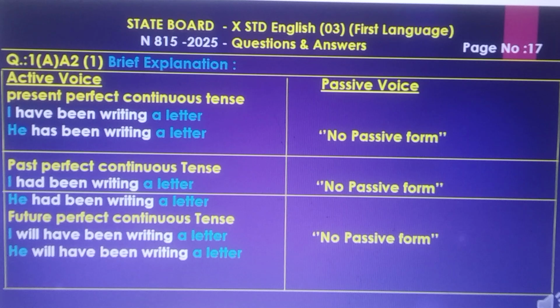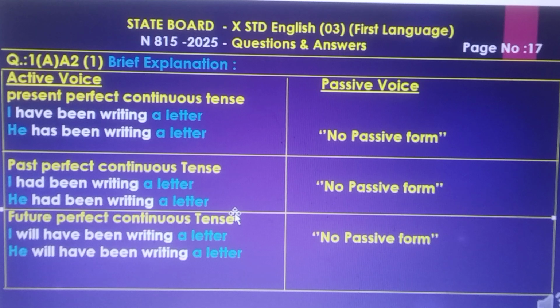In the same way, the present perfect continuous tense and the past perfect continuous tense. Here, whatever is given in the tense: present perfect continuous tense, I have been writing a letter, and in the same way he has been writing a letter. And the past perfect continuous tense, that is a question of our sentence: I had been writing a letter, he had been writing a letter. The same way, future perfect continuous tense: I will have been writing a letter and he will have been writing a letter. There is no passive form of these last three tenses: present perfect continuous tense, past perfect continuous tense and future perfect continuous tense.